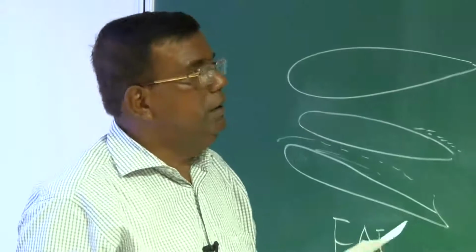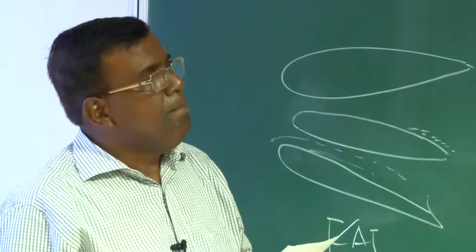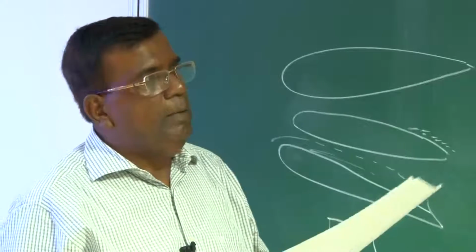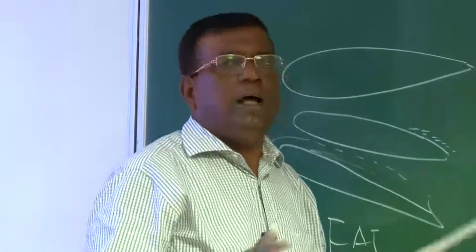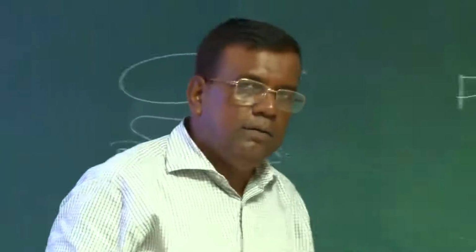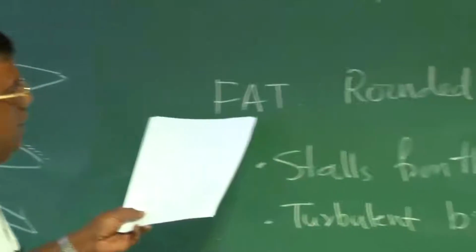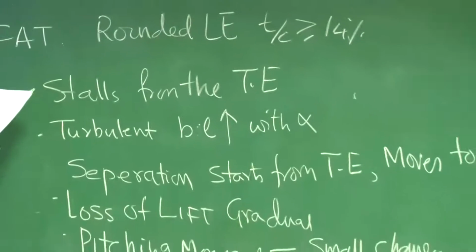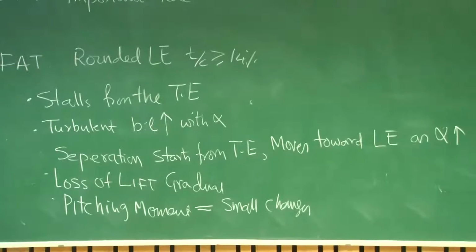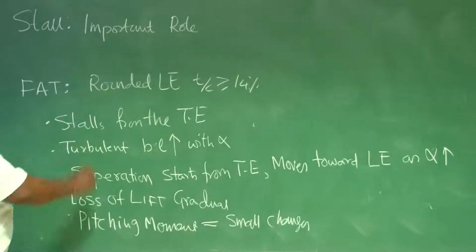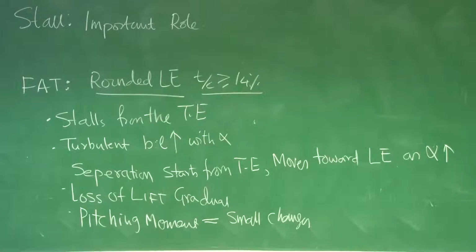I started with Raymer's perception about aerofoil as a designer. I started at some point, then I went back to the nomenclature. I'm again coming back, and please appreciate what a designer should have. All these nomenclatures are fine, theory is fine, but as a designer, how do you perceive things? He characterized the aerofoil as fat aerofoil, thin aerofoil, very thin aerofoil. For fat aerofoil, his message to us is typically a rounded leading edge and T by C greater than or equal to 14%.